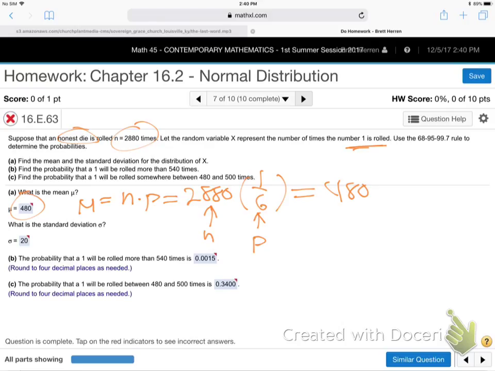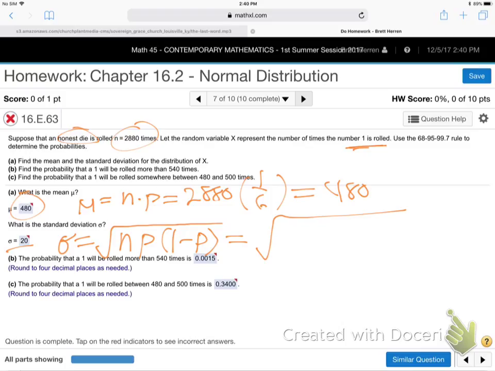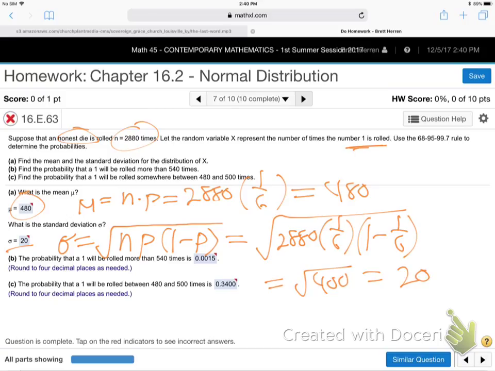2880 times 1 divided by 6. You multiply the top number and divide the bottom, right? Anything in the bottom is divided. Get that okay? 480. Now let's do the sigma. So what's the sigma formula? Square root of n. It starts out the same, huh? Np, and then has a 1 minus p after that. So it's going to be square root of n, 2880, times p, 1/6, times 1 minus 1/6. I would just type all that into your calculator just like that. Hit the square root button. You should get the square root of 400, which comes out to 20.